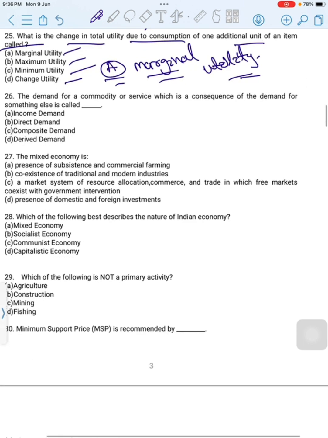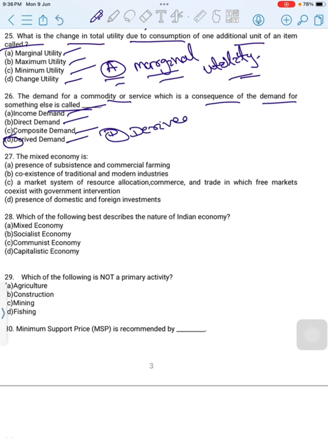The demand for a commodity or service which is a consequence of the demand for something else is called dash. First option is income demand, second option is direct demand, third option is composite demand, last option is derived demand. Then the correct option is option D, derived demand.